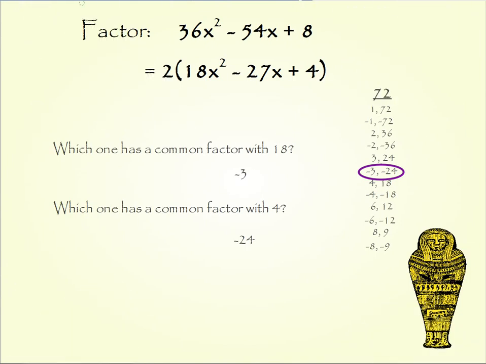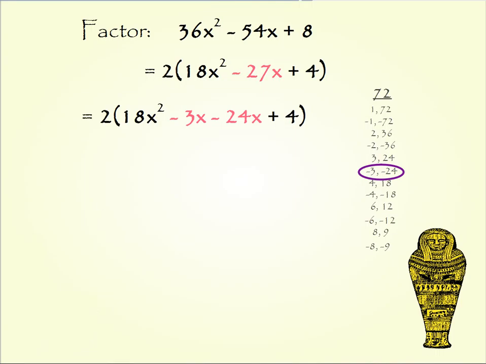So I'm going to pair the negative 3 with the 18 since they share a common factor, and the negative 24 with the 4 since they share a common factor. Again, I break up the negative 27x. I still have negative 27x's here, but now I have terms with common factors side by side.